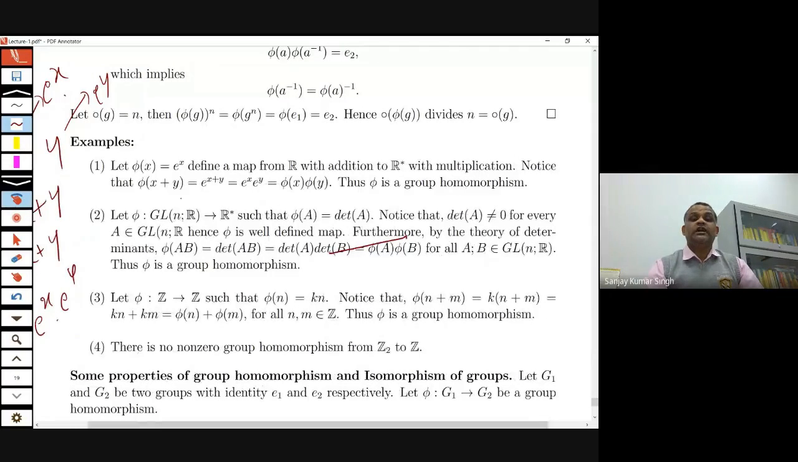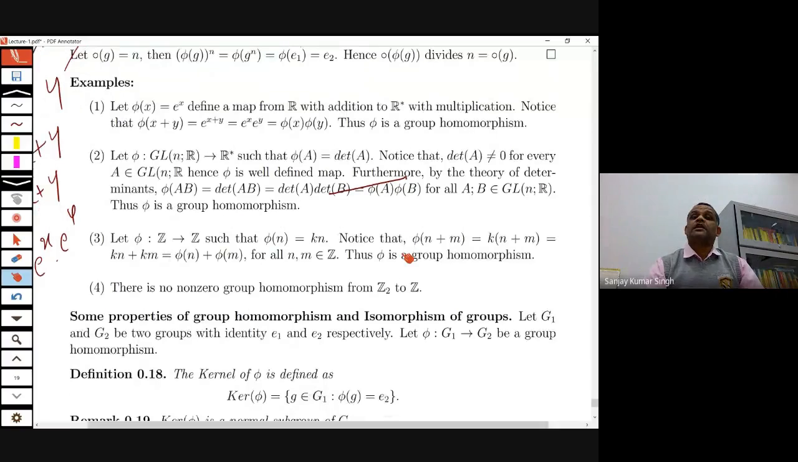And similarly, if you take a map phi from GLn(R) to R star, the map is basically the determinant of the matrix. We know the determinant has this nice property: determinant of AB is the same as determinant of A times determinant of B. And determinant of A is phi(A) and phi(B). So this phi from GLn(R) to R star is actually a group homomorphism. So determinant maps are very interesting and very important in group theory, and they provide a very nice group homomorphism.